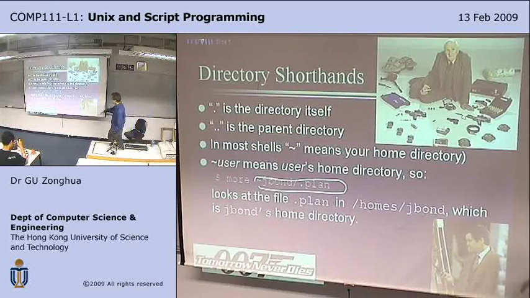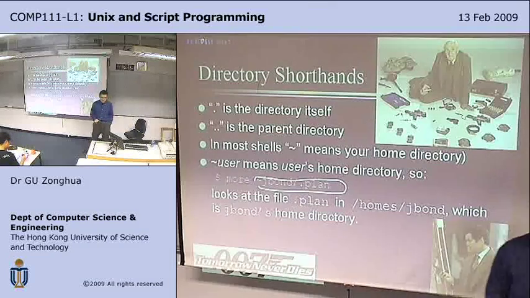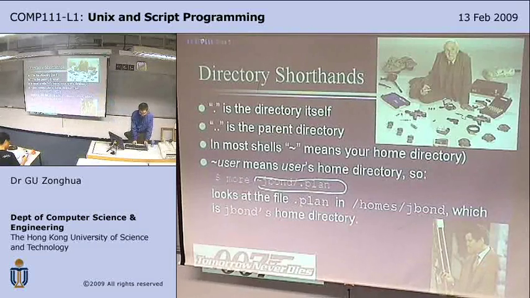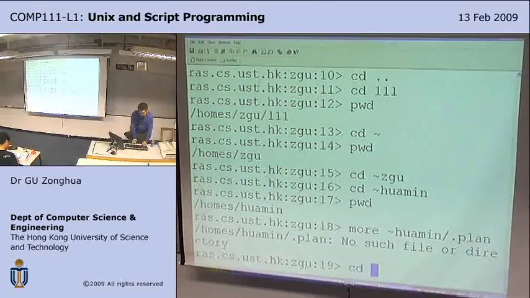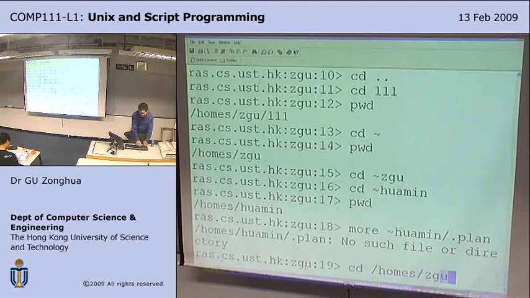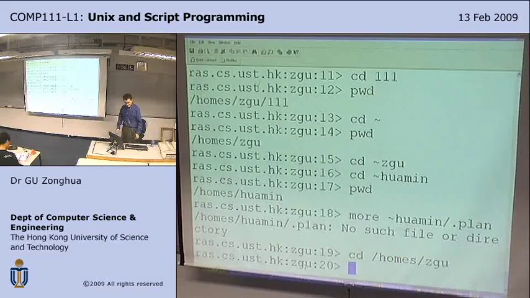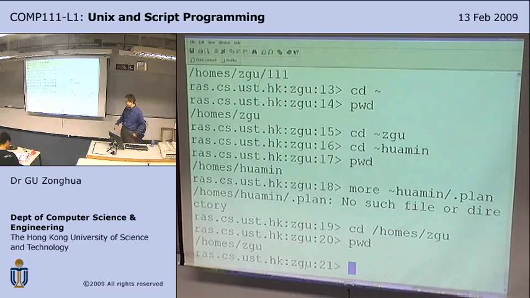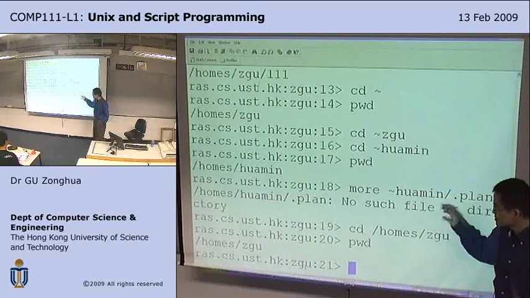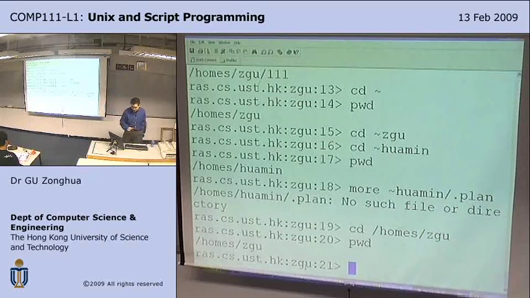So remember, these are shorthand. You can always type in the full path name instead of the shorthand. So if I say cd homes ZGU, I can always go into a particular directory by typing in the full name instead of having the tilde as a shorthand.